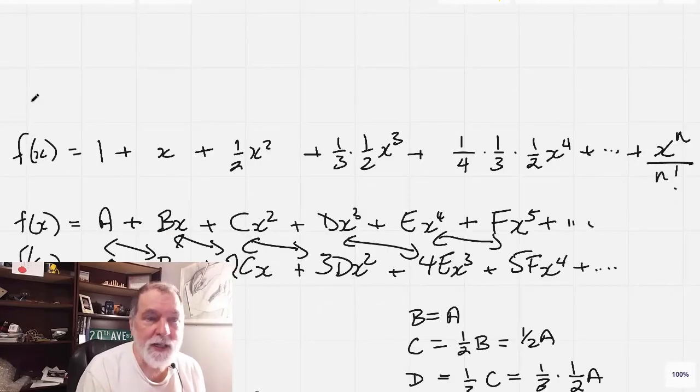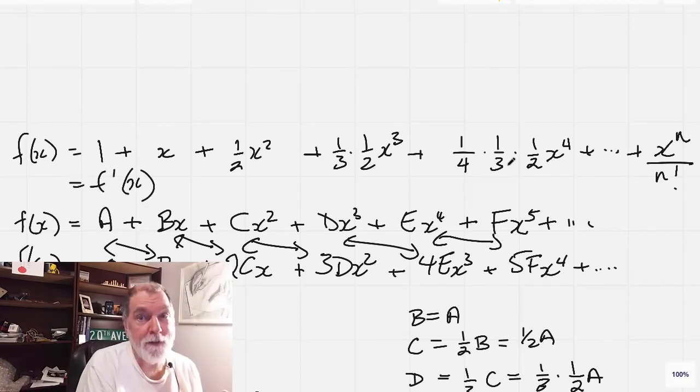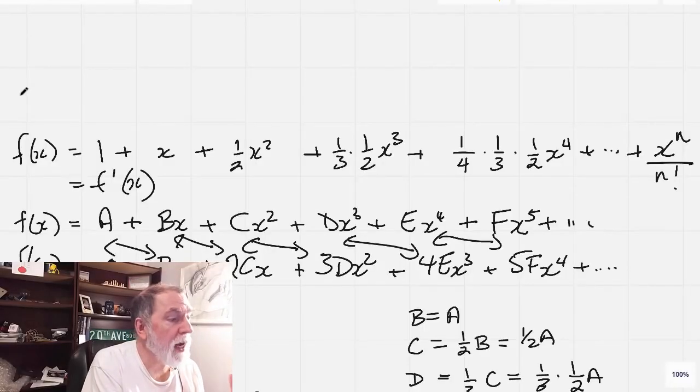So this is a function which is its own derivative. Take this derivative and see if you don't get the same thing. Now what if we evaluate at f of 1?